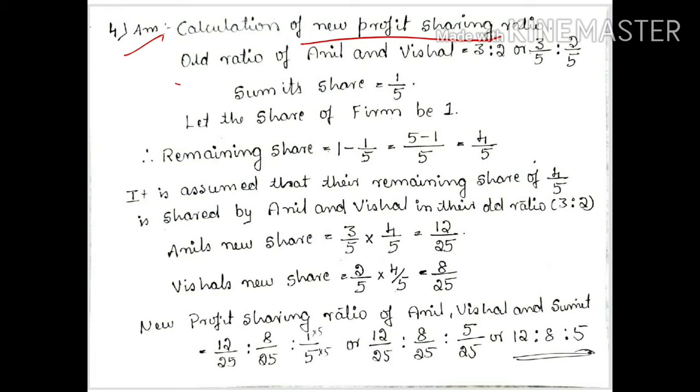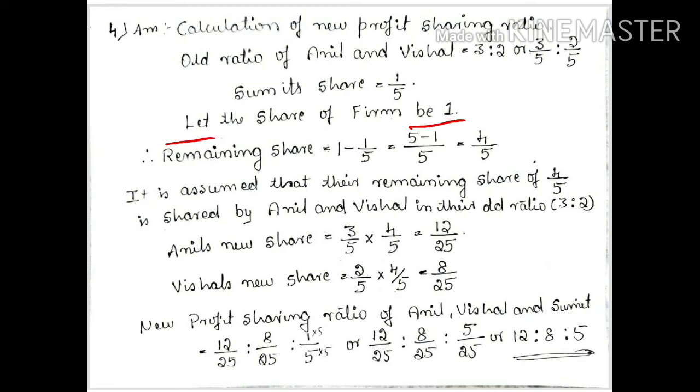So answer, solution. First, calculation of new profit sharing ratio. So first write down as it is old ratio of Anil and Vishal 3 is to 2 or 3 by 5 is to 2 by 5. Next, new partner Sumit's share 1 by 5. Next, let the share of firm be 1. That is an assumption. We are assuming let the share of the firm be 1. That is one procedure.